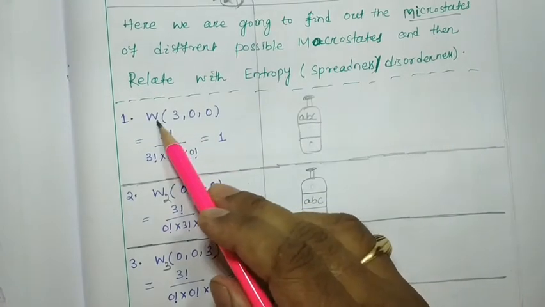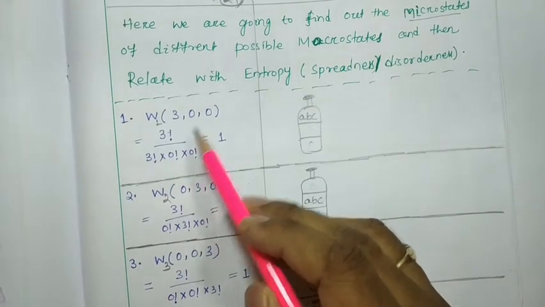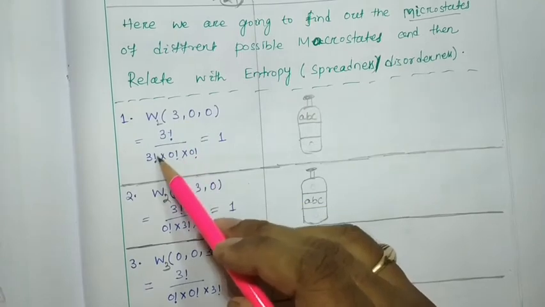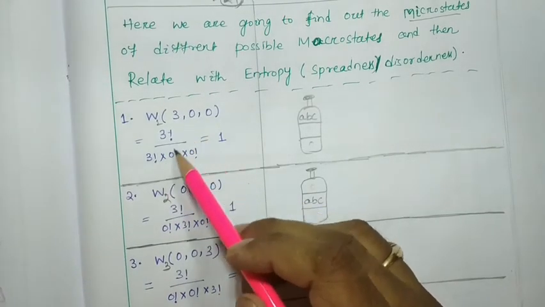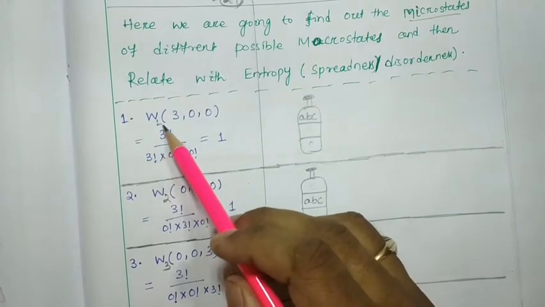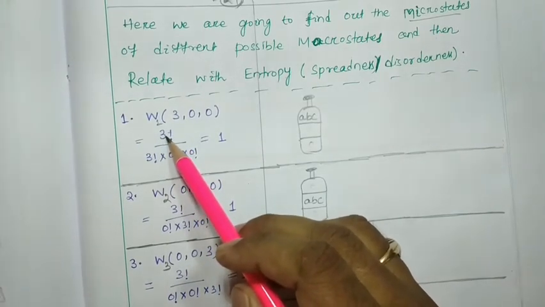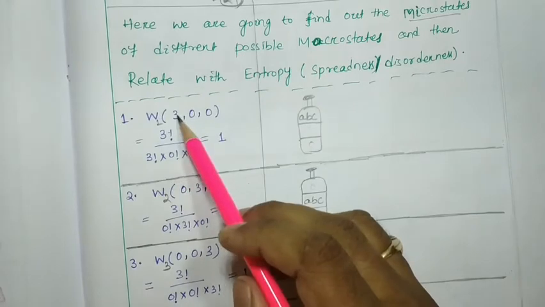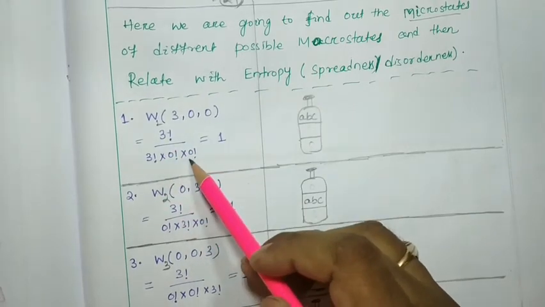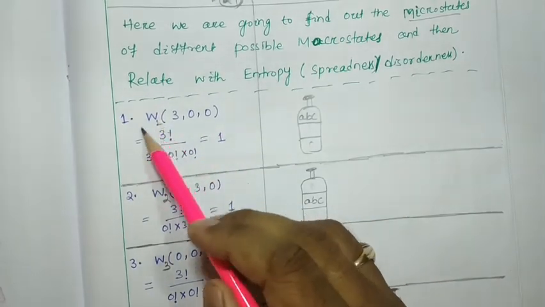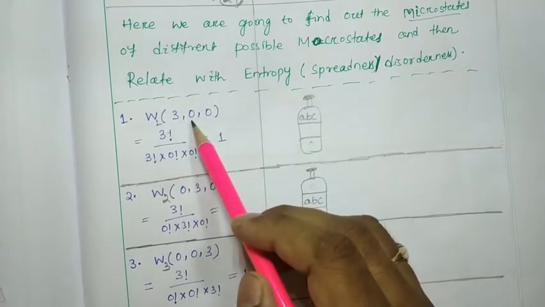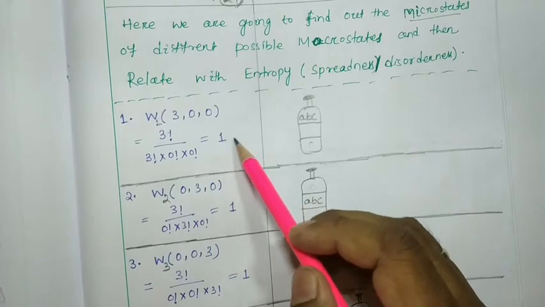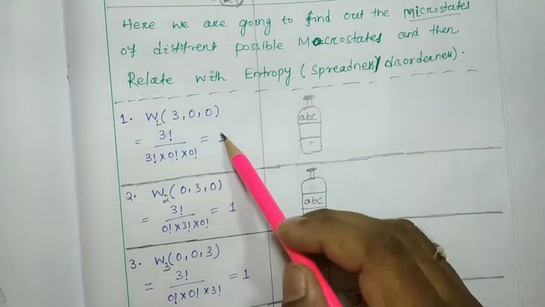We know that W300 will be 3 factorial by 3 factorial and 0 factorial into 0 factorial. Here 3 factorial in the numerator is the total number of particles, divided by 3 factorial, 0 factorial and 0 factorial. So let us consider it as W1, the first macrostate. How many microstates are possible for this macrostate? It will be only 1.